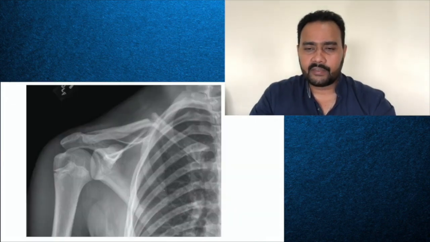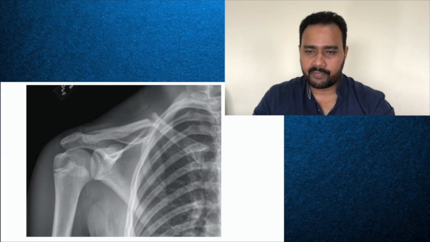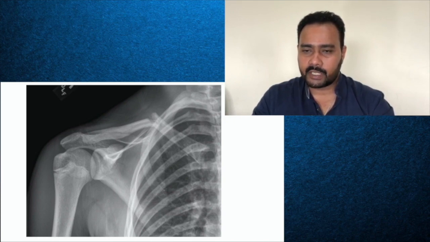So, you can see in this X-ray, whenever there is a fracture here, it is in the middle 1/3. The fracture occurs in the middle 1/3, and you have a proximal segment. This is the proximal segment, and you have a distal segment. So the proximal segment is attached to the sternocleidomastoid muscle.